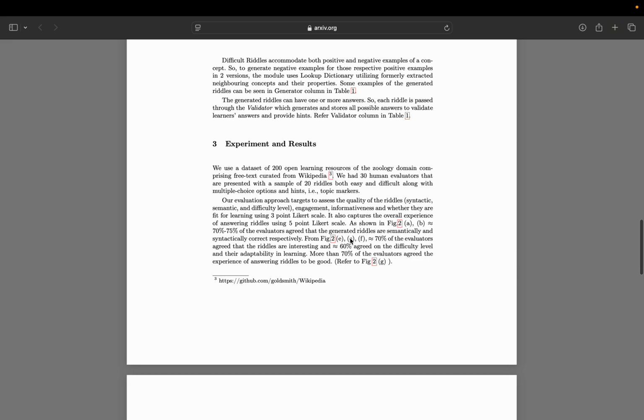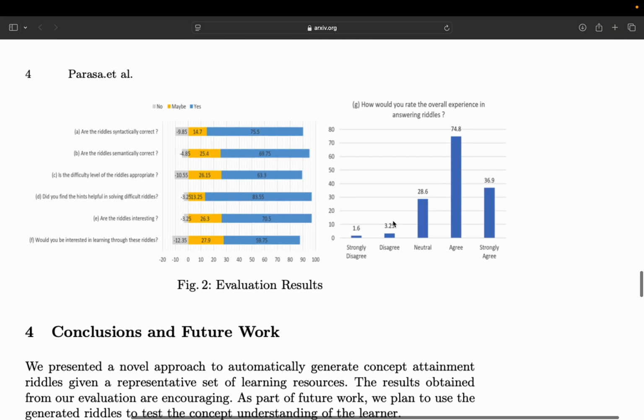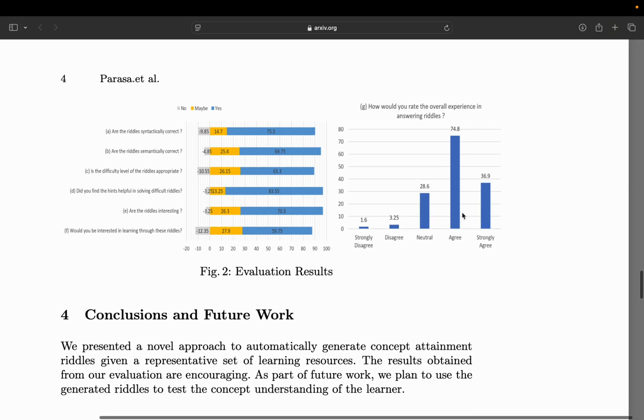As shown in the figure, these are the results. We can see that around 70% of the people agreed that the riddles are syntactically and semantically correct, and 63% of the people agreed that the difficulty level of the riddles is appropriate. Around 84% of the people found that the hints are helpful in solving riddles, and around 60 to 70% of people agreed that the riddles are interesting and they would be interested in learning through these riddles. When asked about the overall experience in answering these riddles, around 75% of the people agreed that the experience was good.